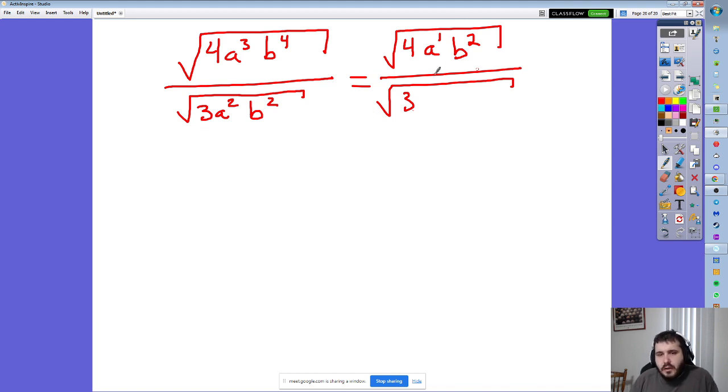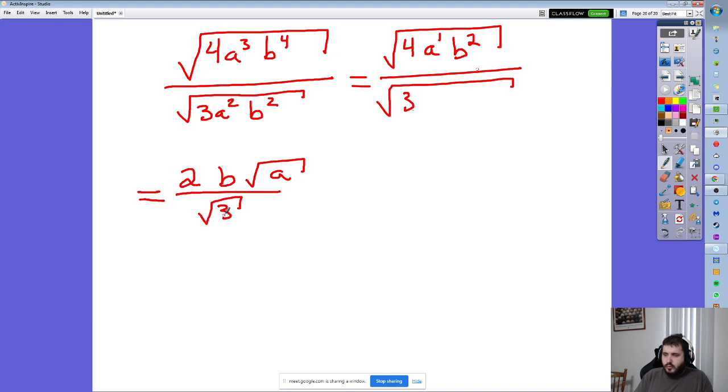Here's the thing. There is stuff on top that you can take care of right now before you even bother rationalizing the denominator. And you can choose to do that right now, right? The 4, what's the square root of 4? Isn't it just 2? B squared. What's the square root of b squared? Isn't that just b? Now the a doesn't have anything, so we'll leave it inside. And then that radical 3 doesn't have anything, so we'll leave that inside.